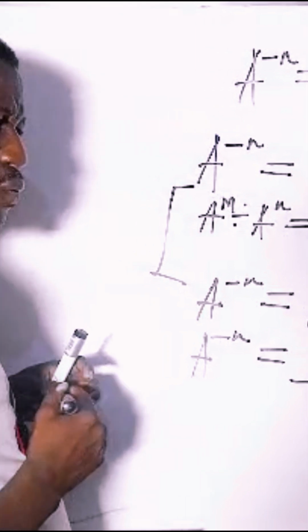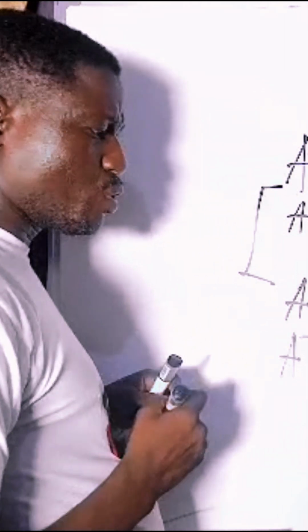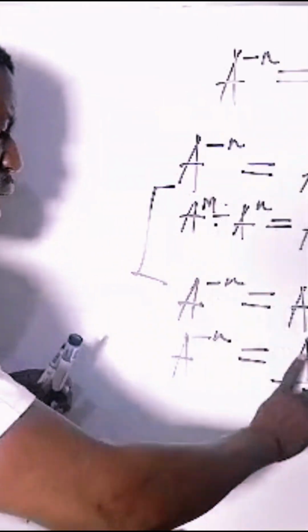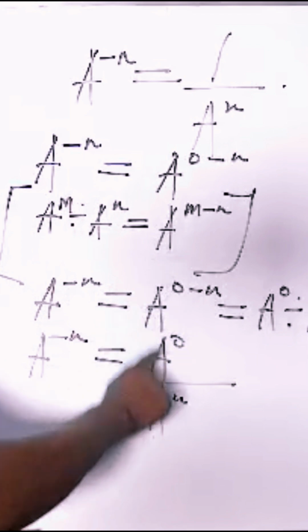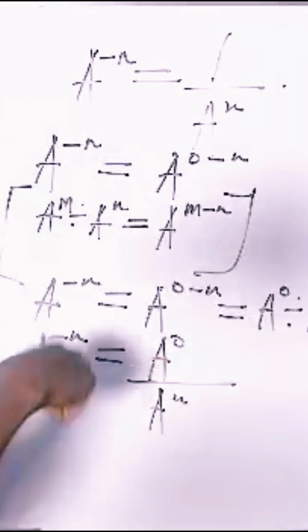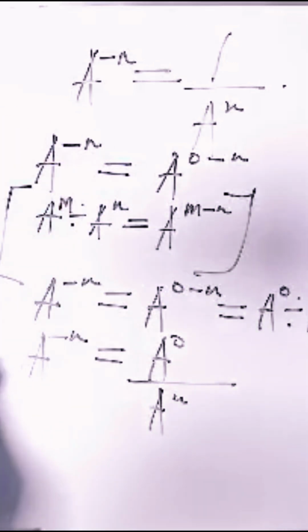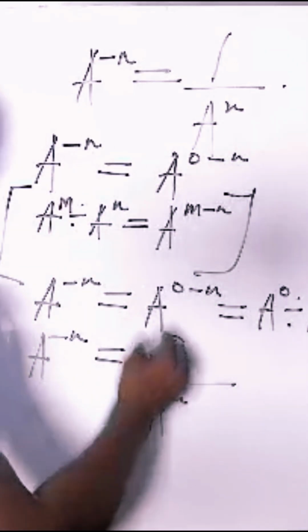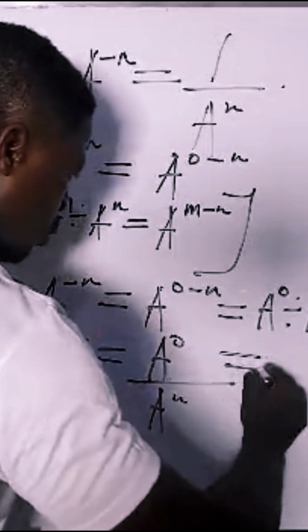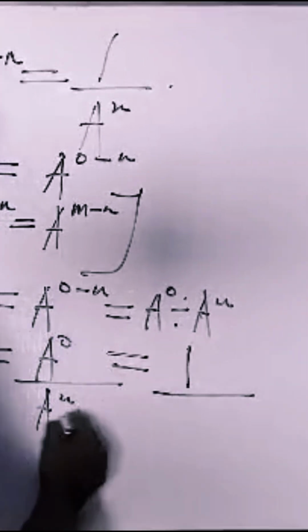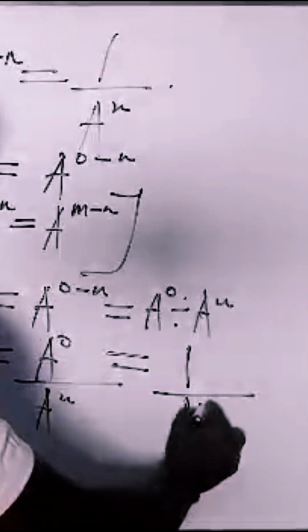In part 4 of the derivation of the laws of indices, we were able to establish that anything assigned with a 0 power, any real number assigned with a 0 power, reduces to 1. In other words, anything raised to power 0 is equal to 1. Therefore, we have a raised to power 0 here becomes equal to 1, all over our denominator, which is a raised to power n.